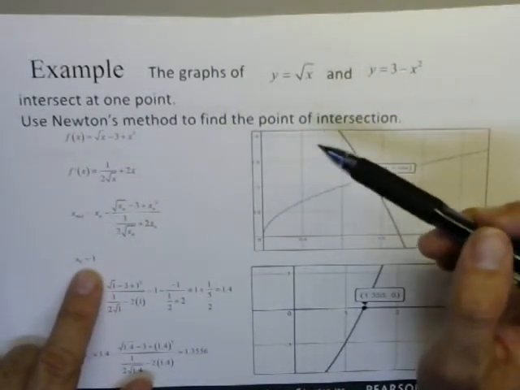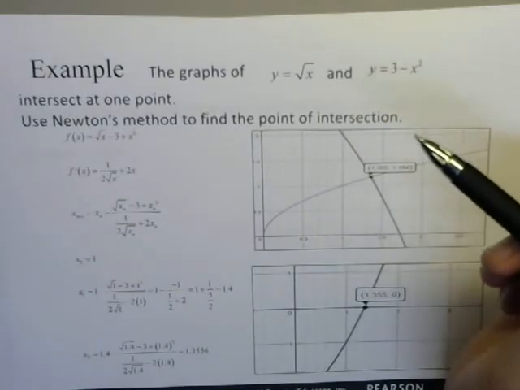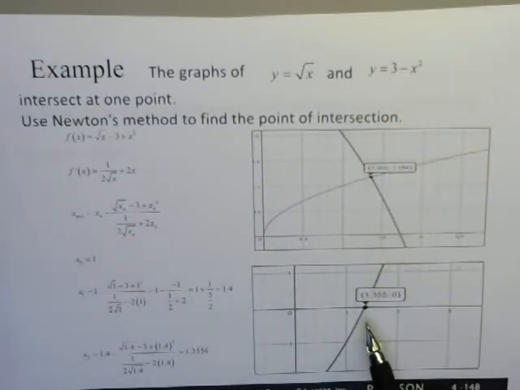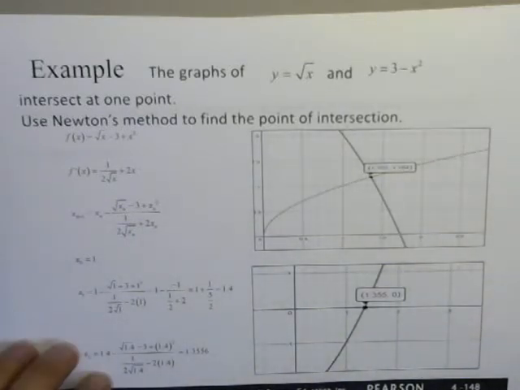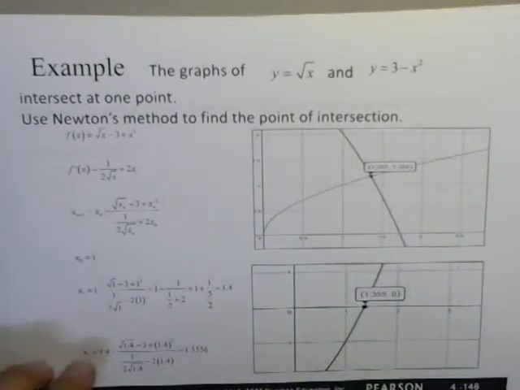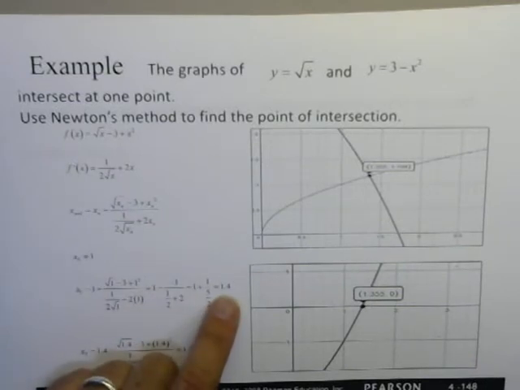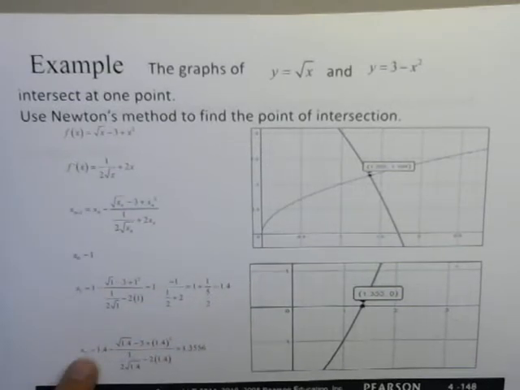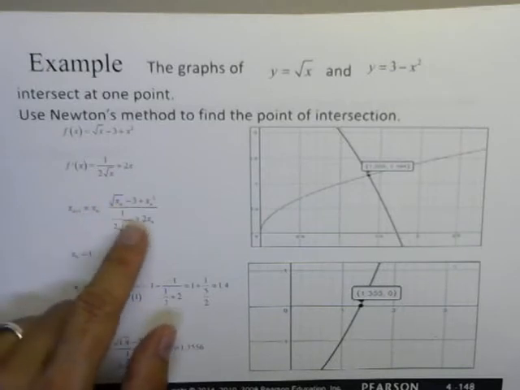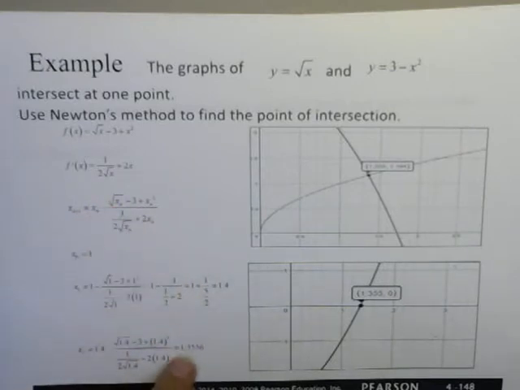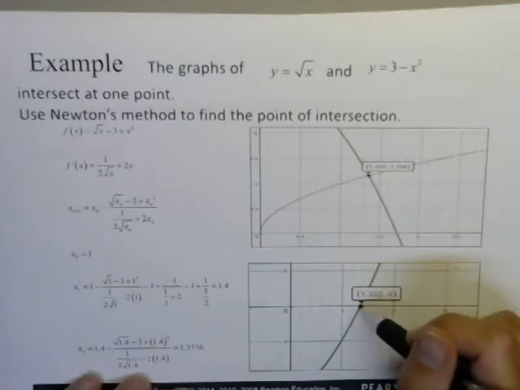I'm going to just start with x sub 0 is equal to 1. Again, I just happened to pick that, right? I mean, it looks like it's at about 1.335. So go ahead and plug that in, right? You'll get 1.4, and then take that result, plug it back into the formula again, and that gives you 1.3556.